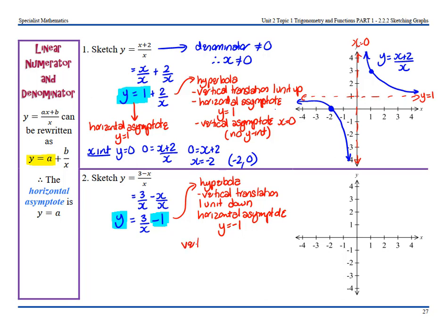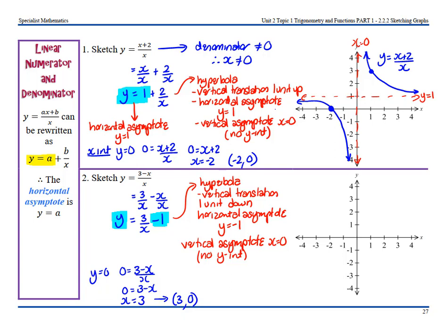Your vertical asymptote, because there is no horizontal translation, remains at x equals 0, which means we have no y-intercept. Let's find our x-intercept. So when y equals 0, we'd have 0 equals 3 minus x over x. 0 is 3 minus x, so x equals 3. So the point 3, 0.